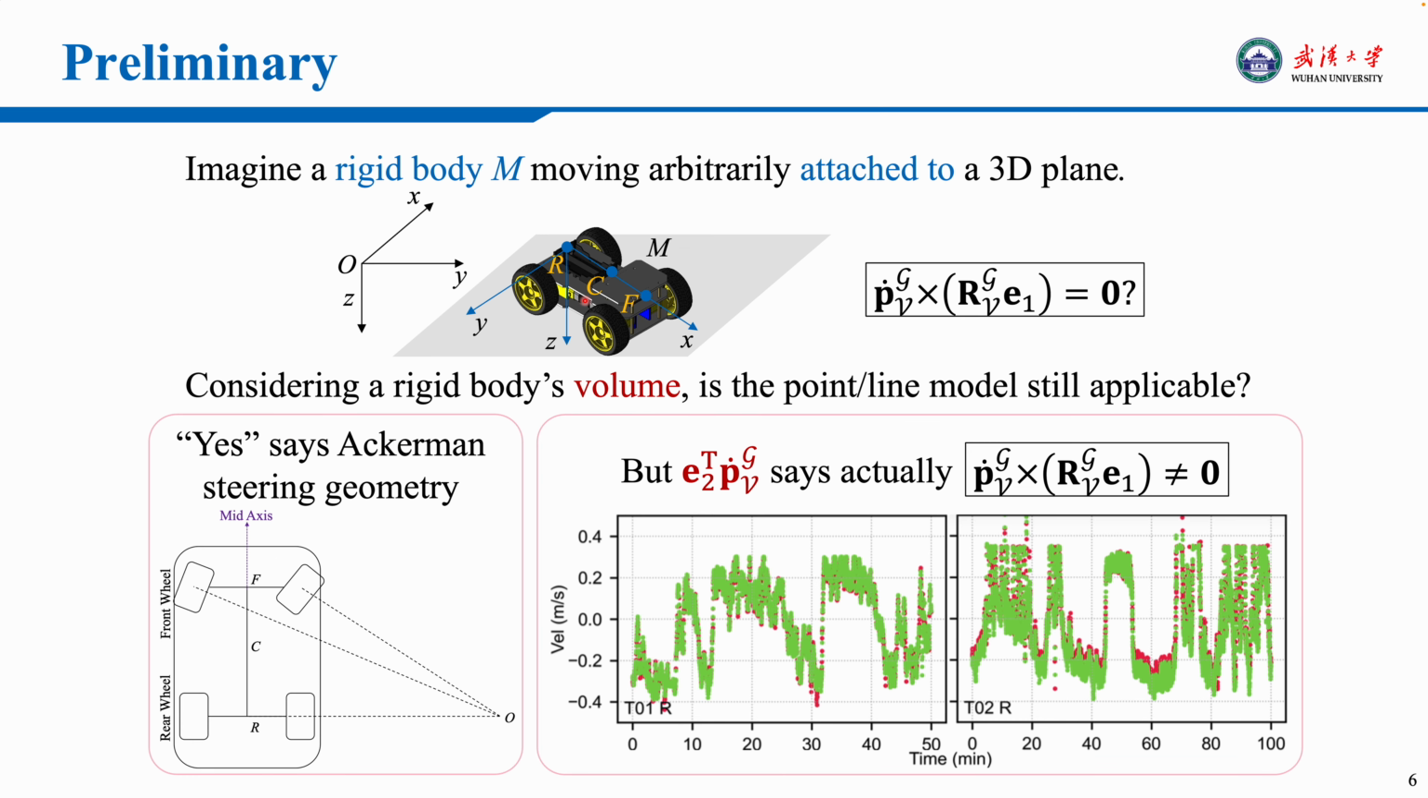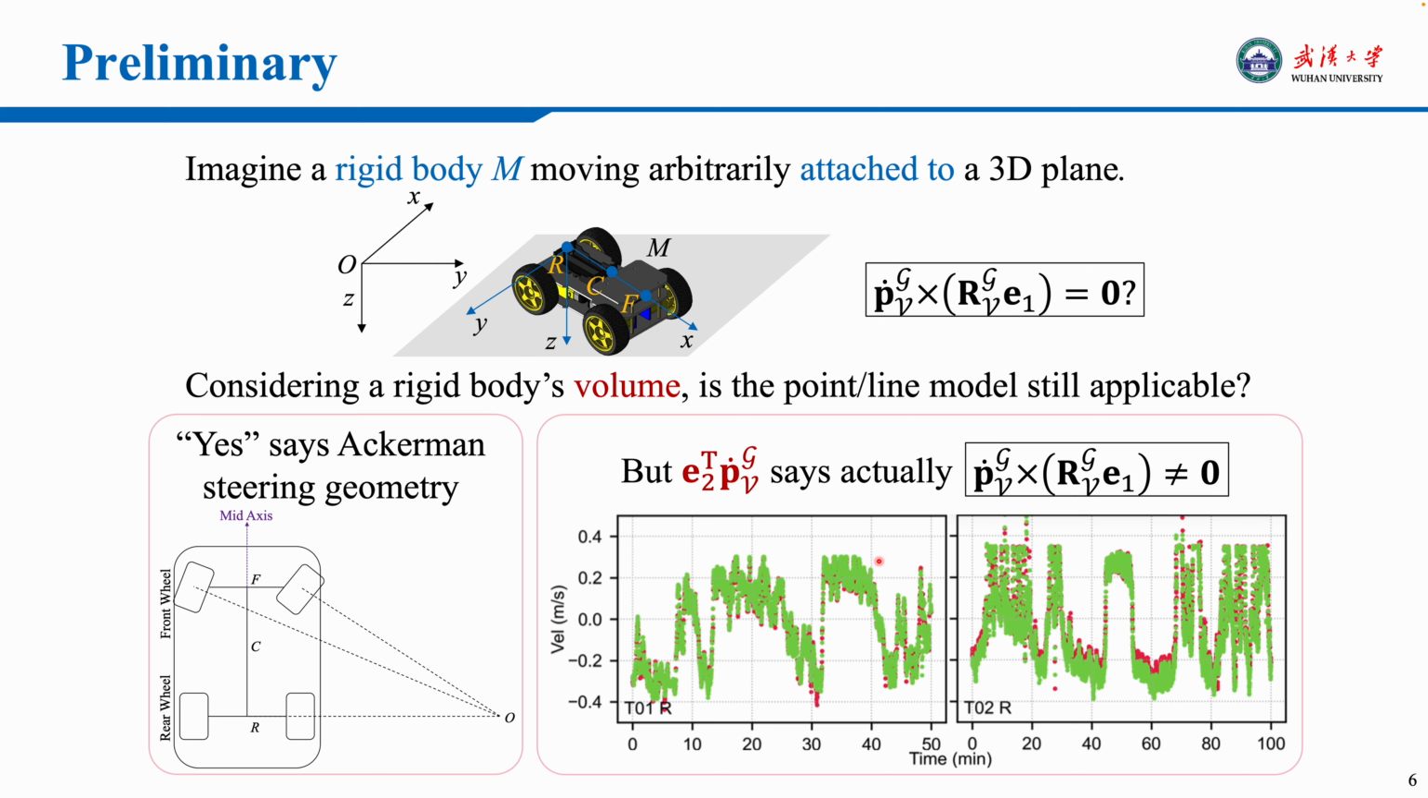Now let's think about a typical four-wheeled vehicle moving on the plane. Does the bicycle model still apply? In theory, yes. If we simplify along the vehicle's middle axis, it's still equivalent to a two-wheel model. According to the Ackermann geometry, the rear wheel's velocity should remain forward. But what really happens in practice?